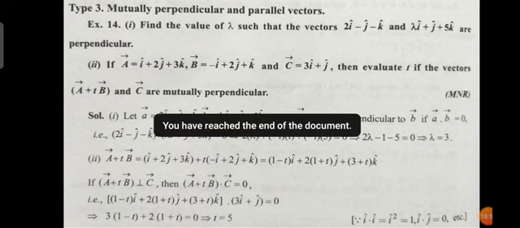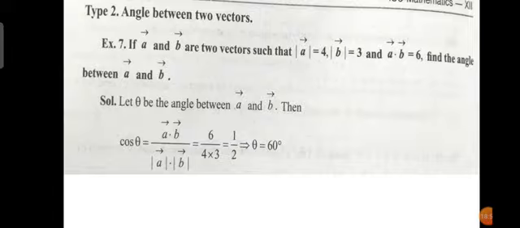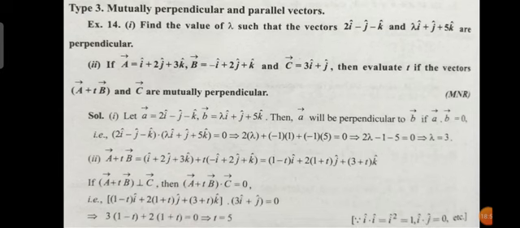These are the main problems from this chapter. Also it is given how to find the dot product of perpendicular and parallel vectors, and many problems have been given for you. Worked problems and exercises have been given. Please go through them and try to solve all types of questions. The exercise problems are very important.